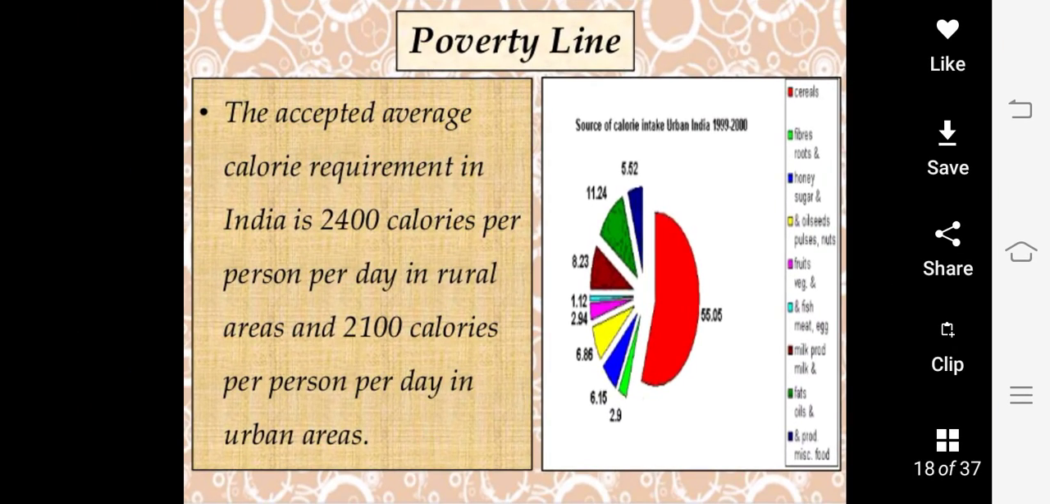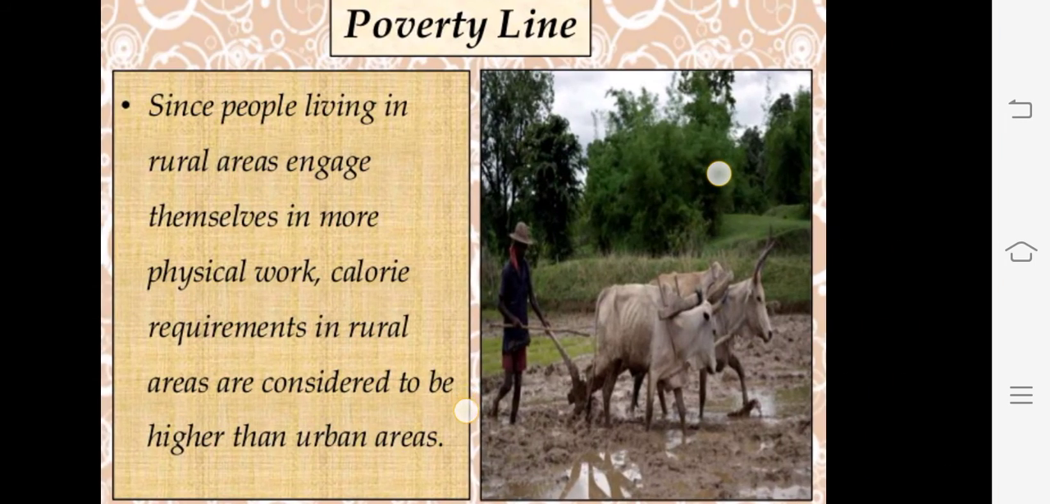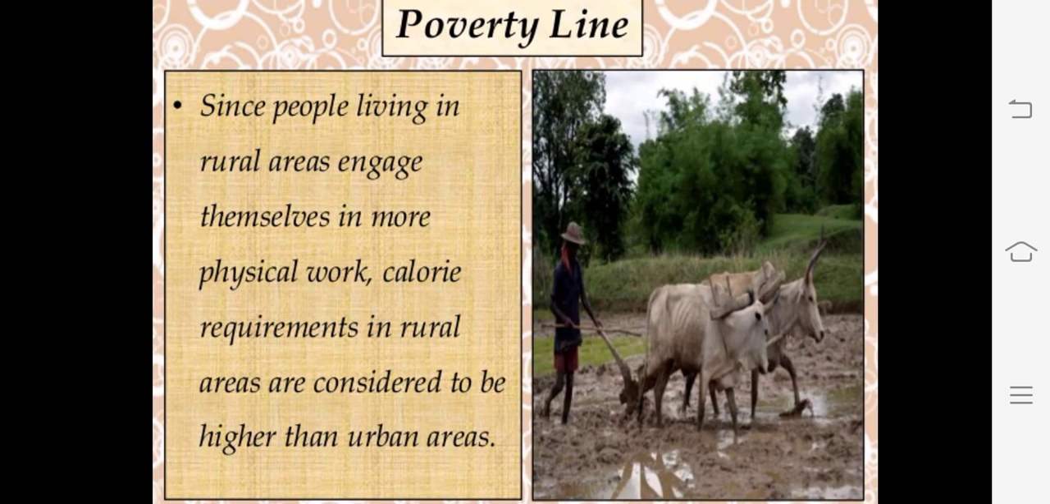The accepted average calorie requirement in India is 2400 calories per person per day in rural areas and 2100 calories per person per day in urban areas. So there are different types of calorie requirements. Average calorie requirements are given: in rural areas it is 2400, in urban areas it is 2100. Then we have the poverty line.